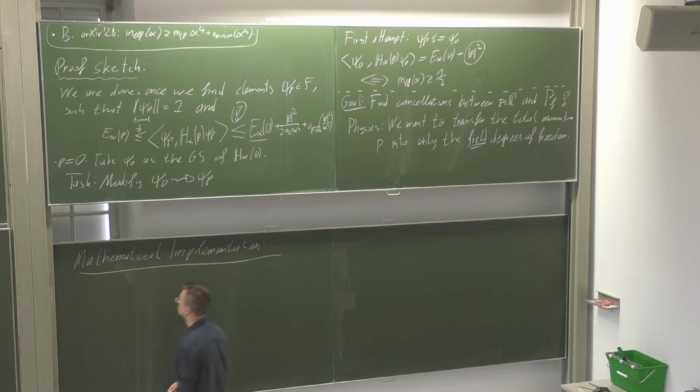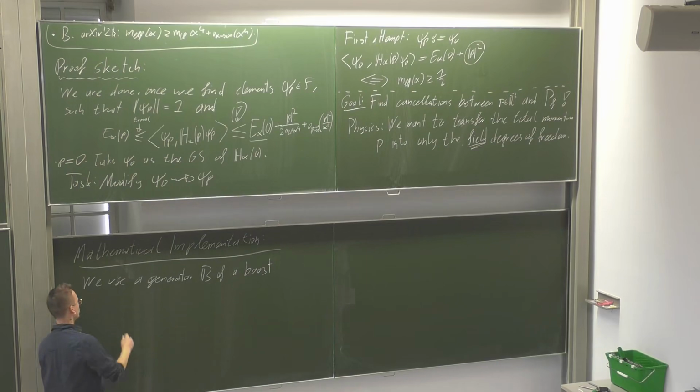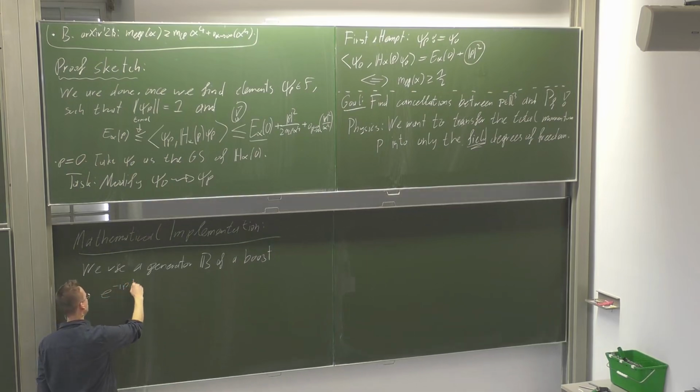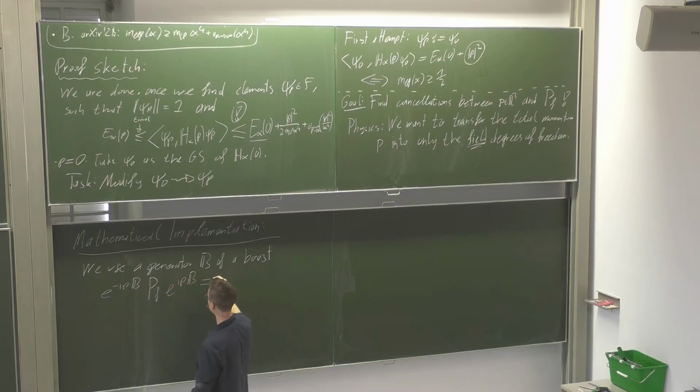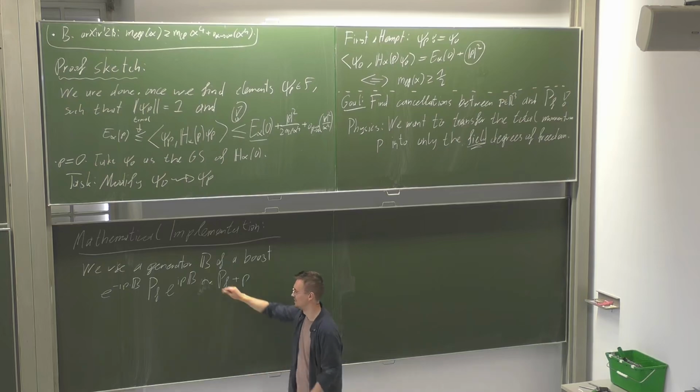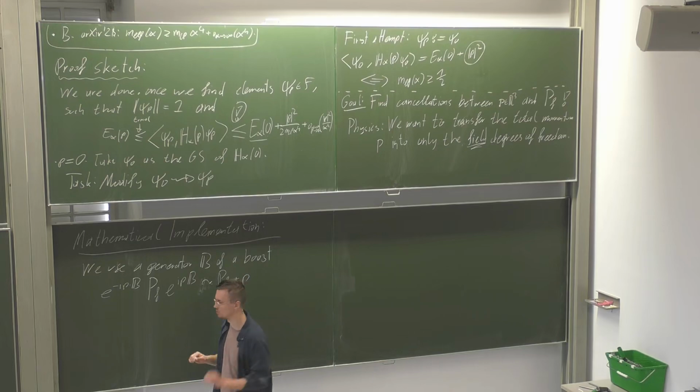And we do exactly the same. So what we do is we use a generator, a family of self-adjoint operators, so three self-adjoint operators, of a boost. When I say a generator of a boost, I mean that if you conjugate e^{iPB} with the field momentum, you get P_F plus P. Here I'm lying a bit because this is not possible as an identity, but for all intents and purposes, it is. It only holds in an approximate sense, but in a very strong approximate sense.